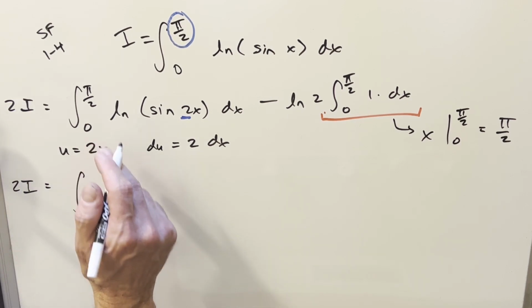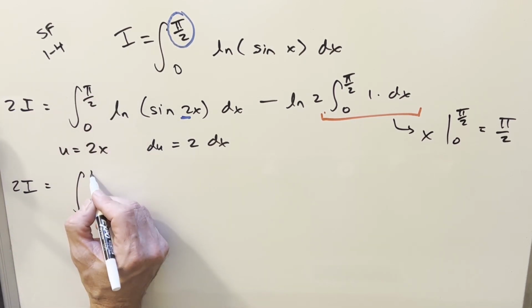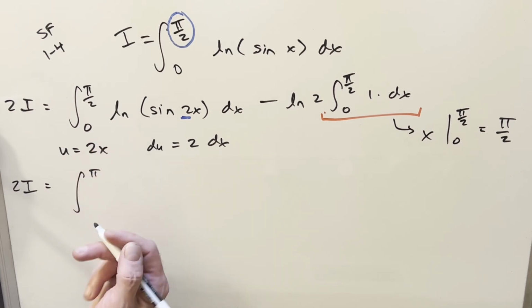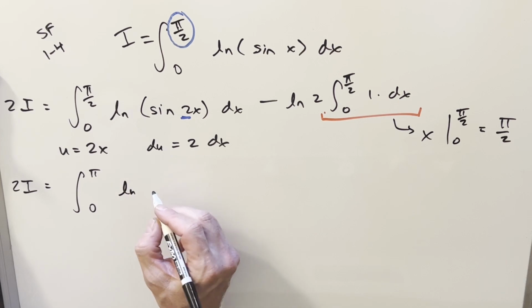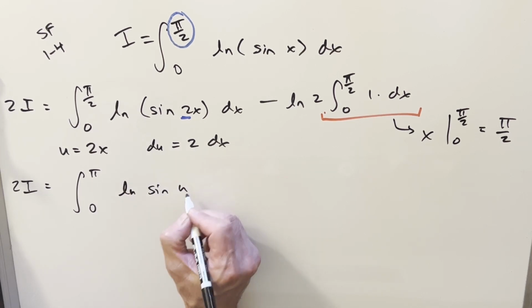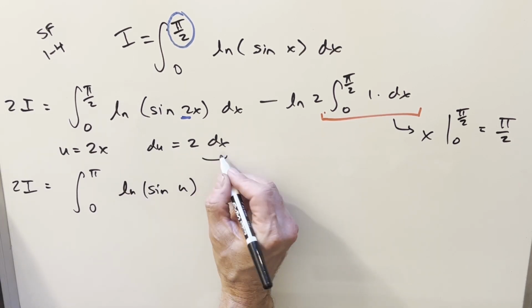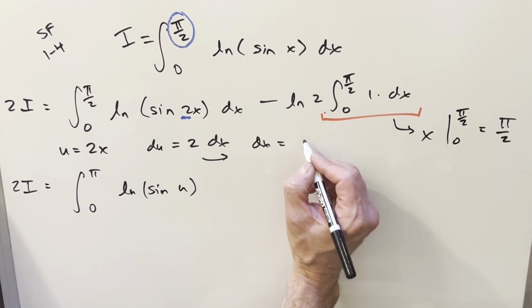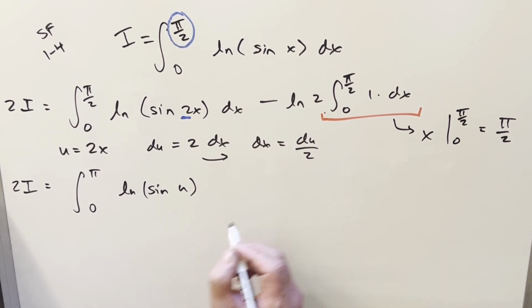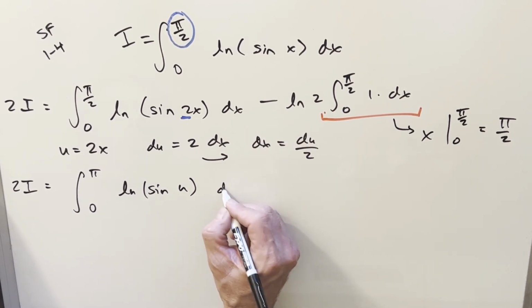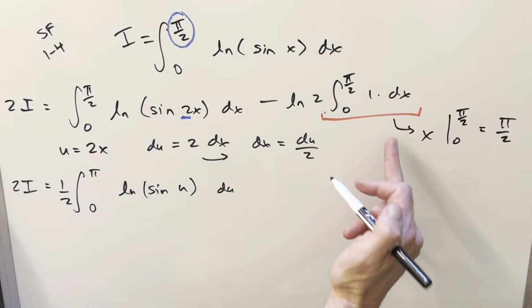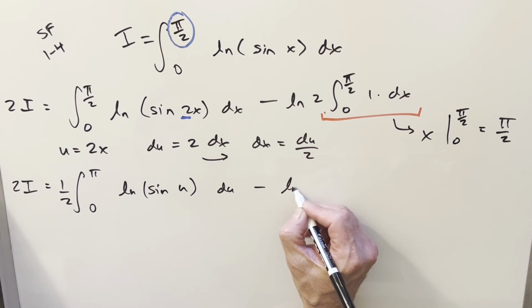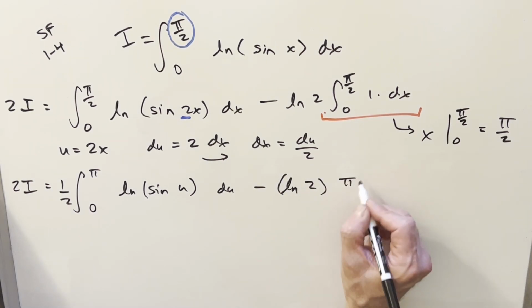So let's see, we plug pi over 2 in here, we're going to have pi for our upper bound. We plug 0 in, it's still 0. This is going to transform into natural log of sine of u now. Actually, I'll solve real quickly for dx. So dx is going to be du over 2, or 1/2 times du. So we'll have our du here. I'm going to take this 1/2 and bring it out front. And let's bring down this whole mess. So this is going to be natural log 2 pi over 2.